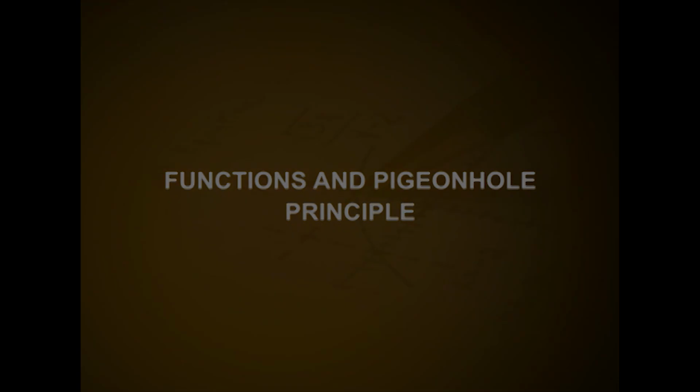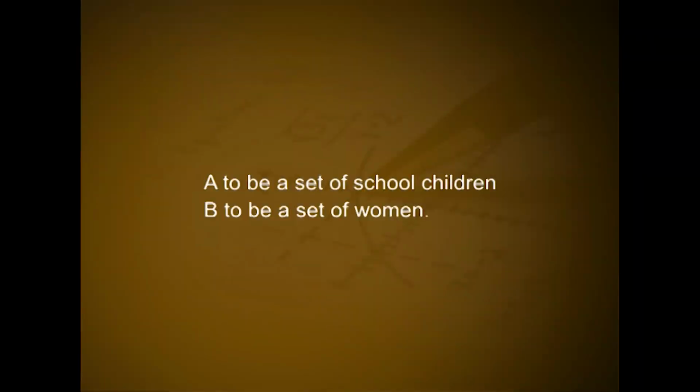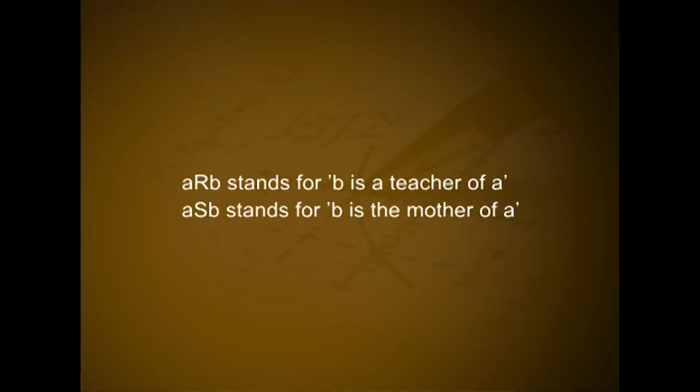Functions and pigeonhole principle. Consider A to be a set of school children and B to be a set of women. Consider two relations R and S from A to B given as sets of ordered pairs of the form (a, b) where a belongs to A and b belongs to B. Let aRb stand for b is a teacher of a and aSb stand for b is the mother of a. There is a striking difference between these two relations. In the relation R, it is possible for certain members of A to have more than one corresponding member in the set B, whereas in the relation S, corresponding to any member of A, there cannot be more than one member in the set B.